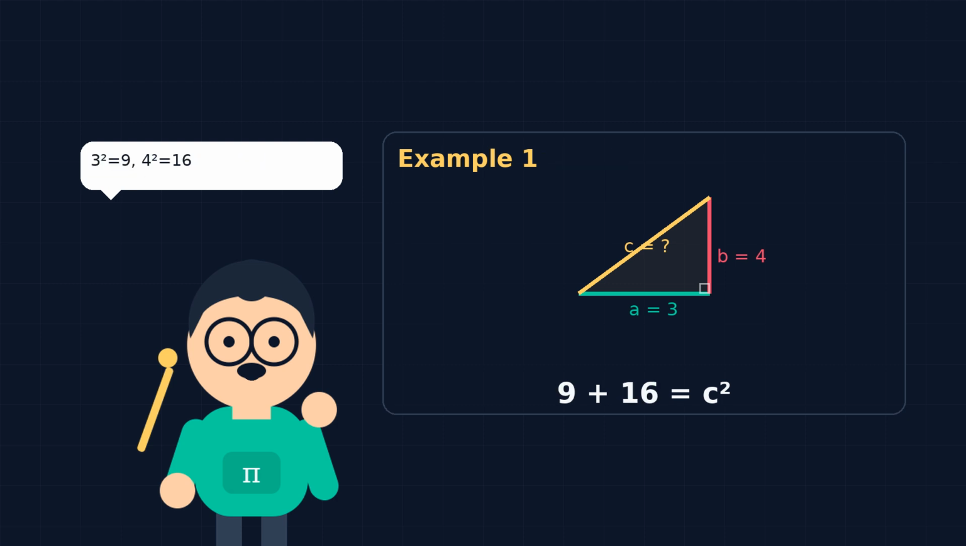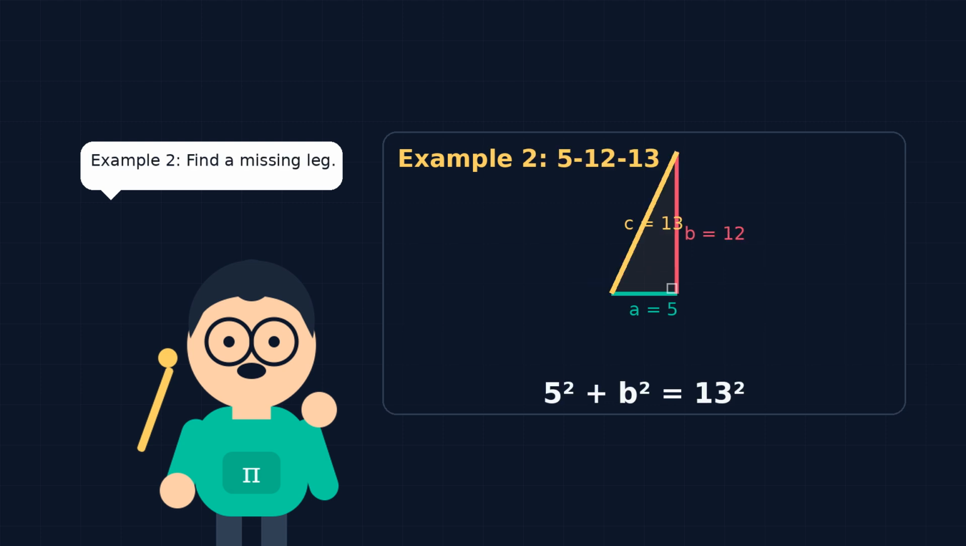Example 1, the classic 3, 4, 5 triangle. We have A equals 3, B equals 4. What is C? We plug in. 3 squared plus 4 squared equals C squared. 3 squared is 9, 4 squared is 16. 9 plus 16 equals 25, so C squared equals 25. Take the square root and C equals 5. That's it, the famous 3, 4, 5 right triangle. You'll see this triple everywhere. In textbooks, in exams, in real construction.